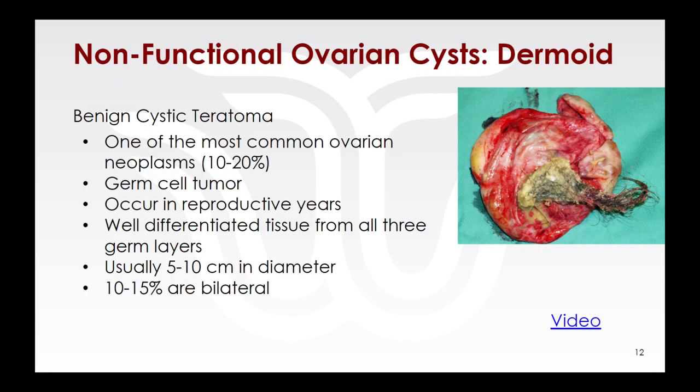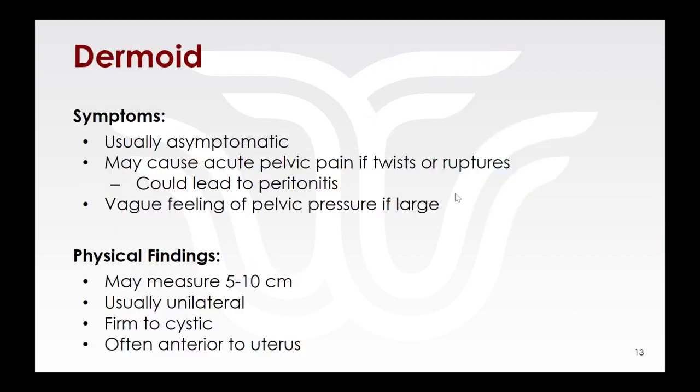Typically, they need to come out due to the size, and they are firm and they can become uncomfortable. They can get up to like 10 centimeters. Sometimes they are unilateral, but about 10 to 15% of the time they are bilateral. And that is just something that happens in development in utero. And again, there's a video here about dermoids. If they get large, they can cause pressure. They're very firm and often anterior to the uterus because they are a true ovarian mass.